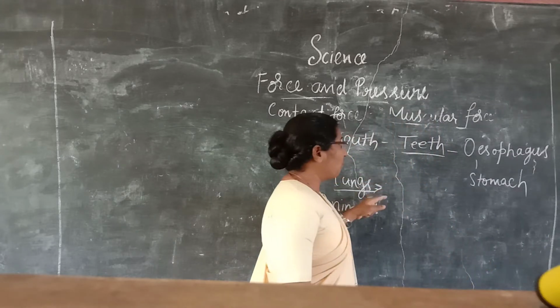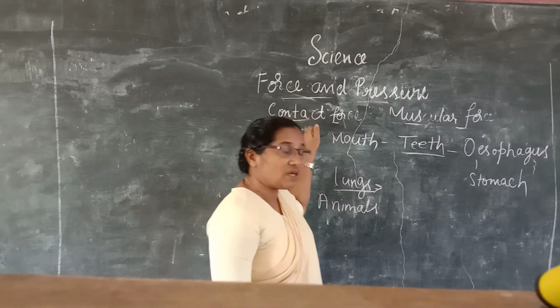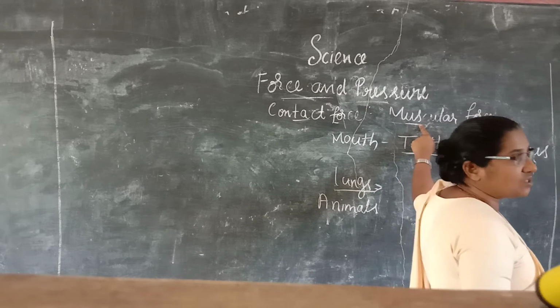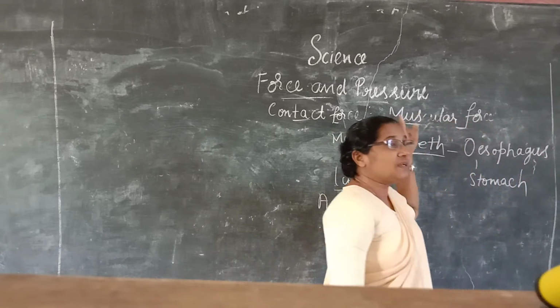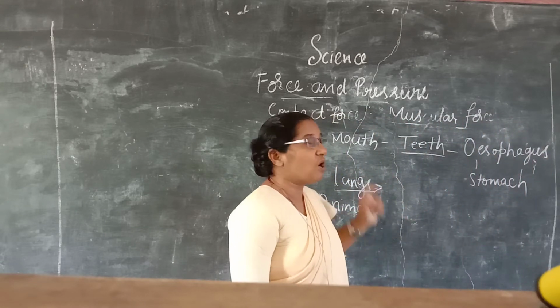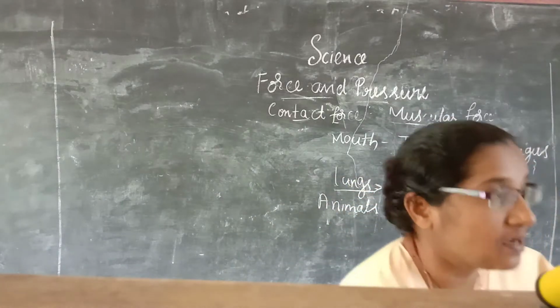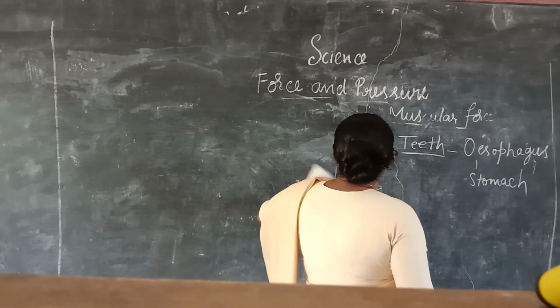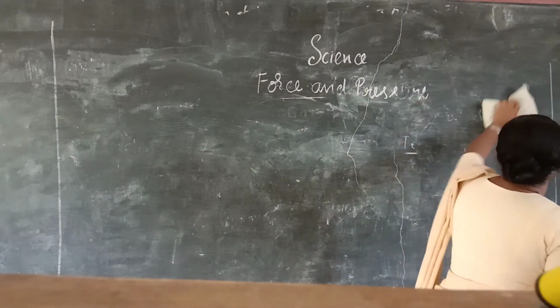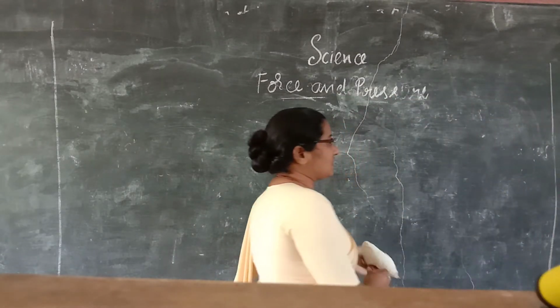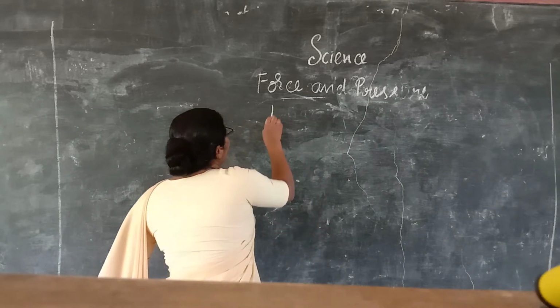Such a force we call a contact force, and one of the contact forces we call the muscular force. We are applying the force of muscles on the object, and it starts moving. So such a kind we call a muscular force. And secondly, the second thing we are going to study is friction.